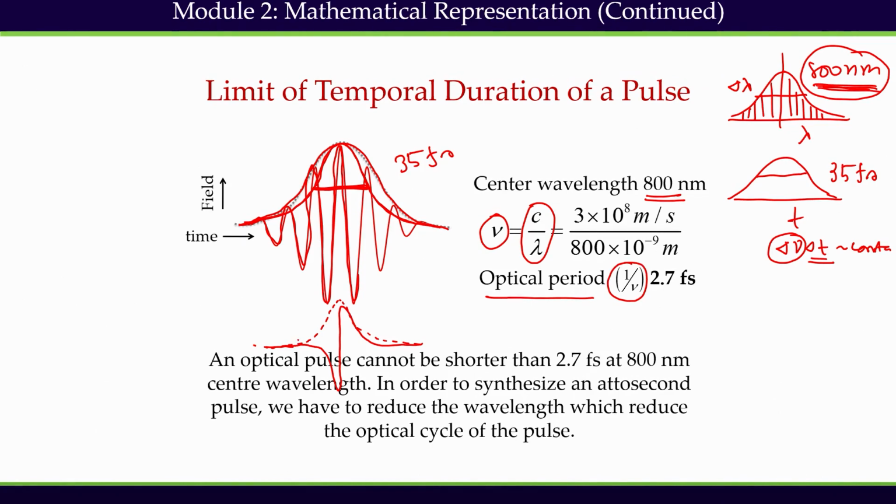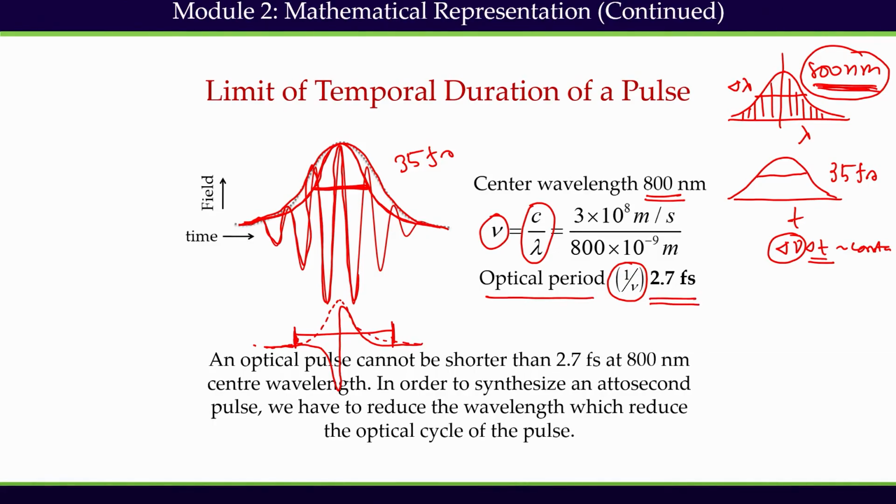Optical period, what does it mean? This time scale from here to here. What is the optical period of the oscillation? One oscillation, how long does it take? And we see that at 800 nanometer center frequency, the optical period is going to be 2.7 femtosecond.